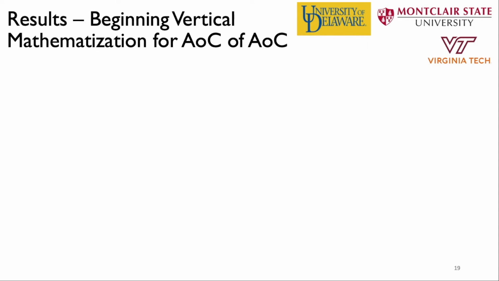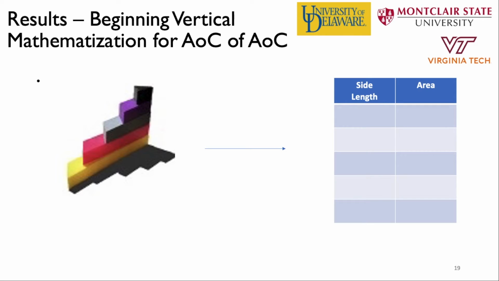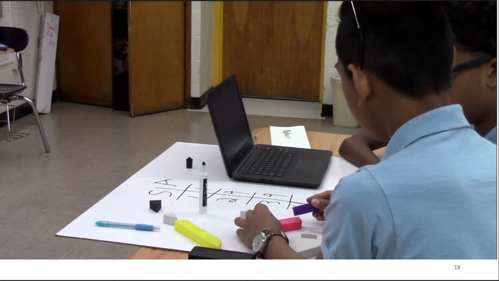So after identifying this constant second difference non-numerically, the teacher-researcher prompted the students to create a table of values as a way to normatively represent such a relationship. We are now transitioning from informal to more formal representations. Here the students are building a table of values.